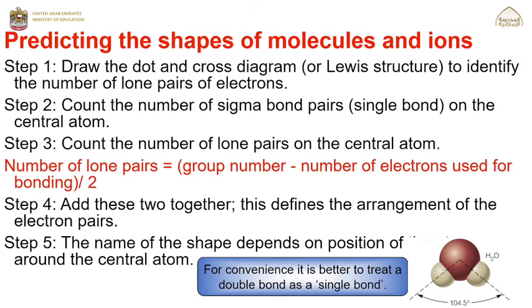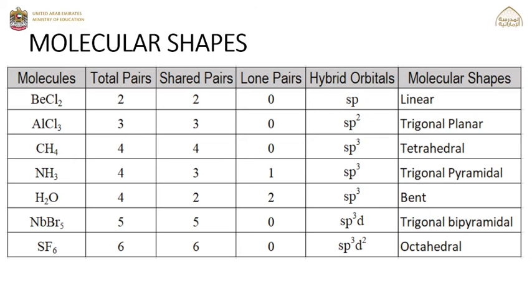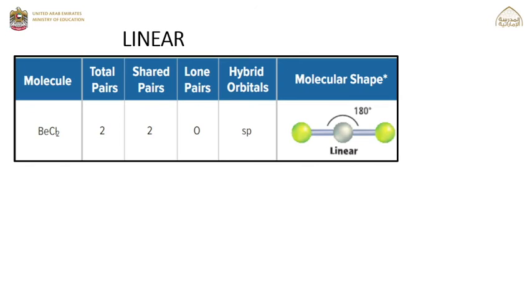5. The name of the shape depends on the position of the atoms around the central atom. For convenience, it is better to treat a double bond as a single bond. We will be analyzing the molecular shapes of different compounds. We will be identifying the number of shared pairs or bonded pairs, lone pairs, hybrid orbitals, and the reason why it has its molecular shape and also its bond angles.